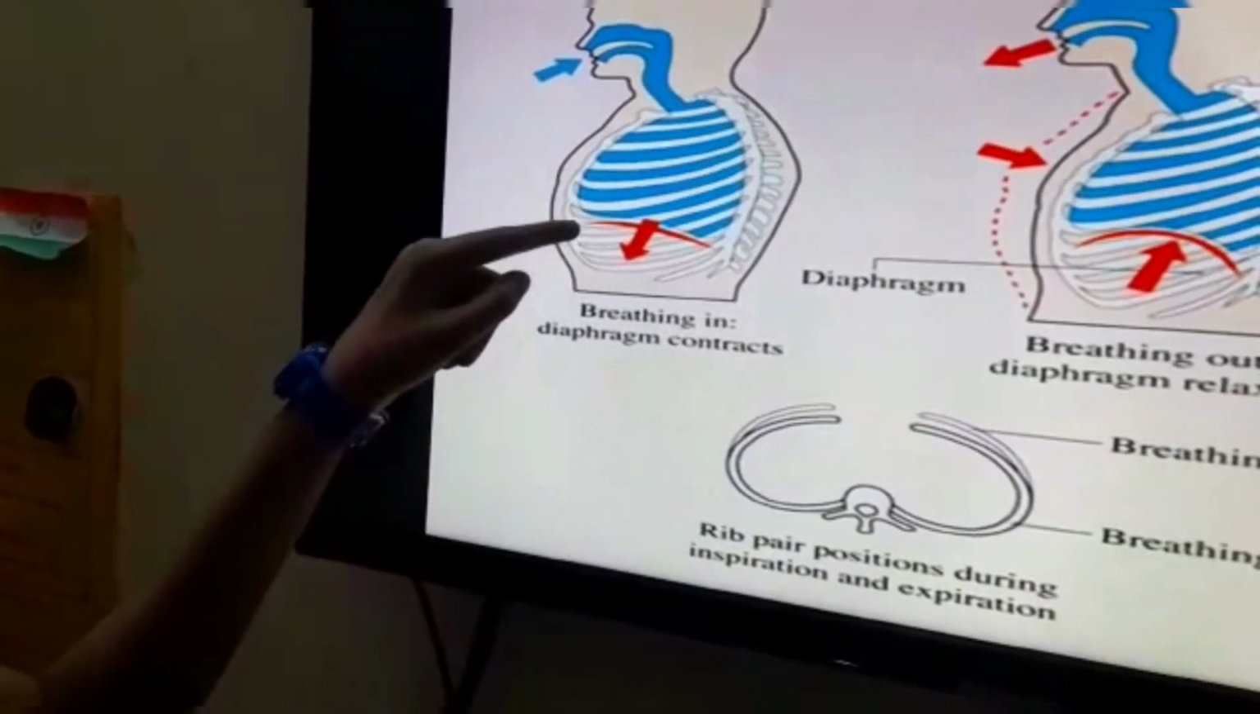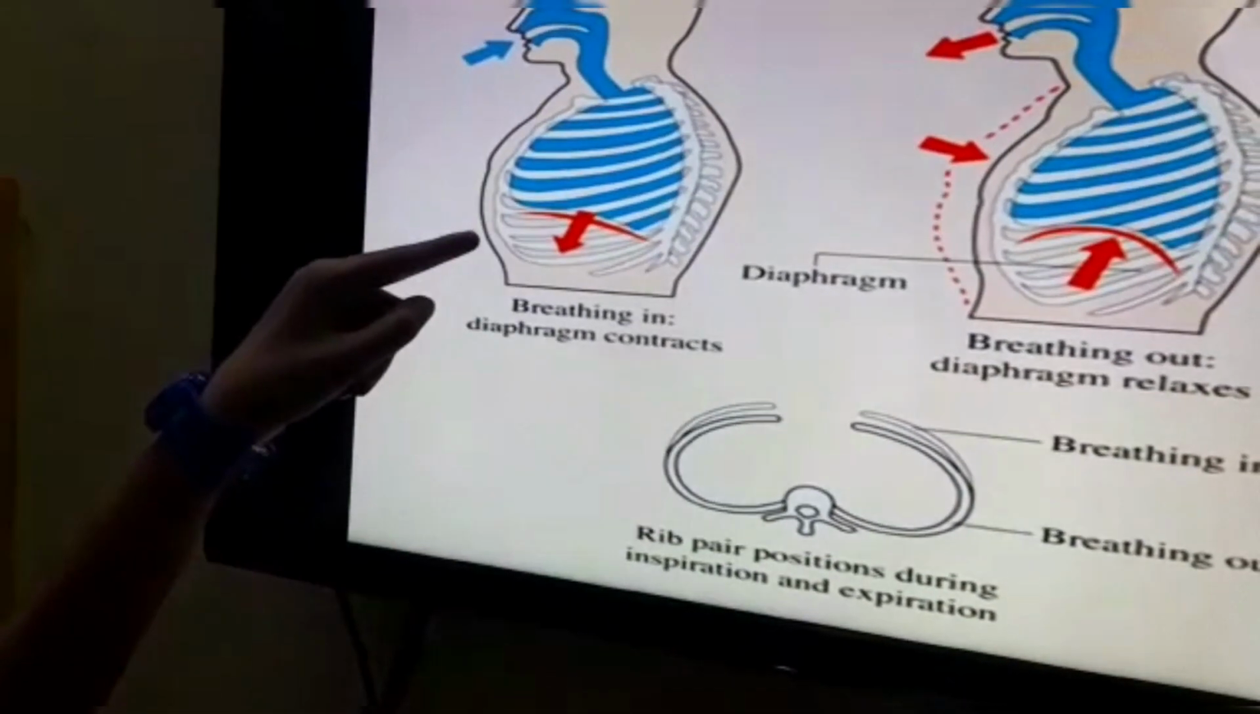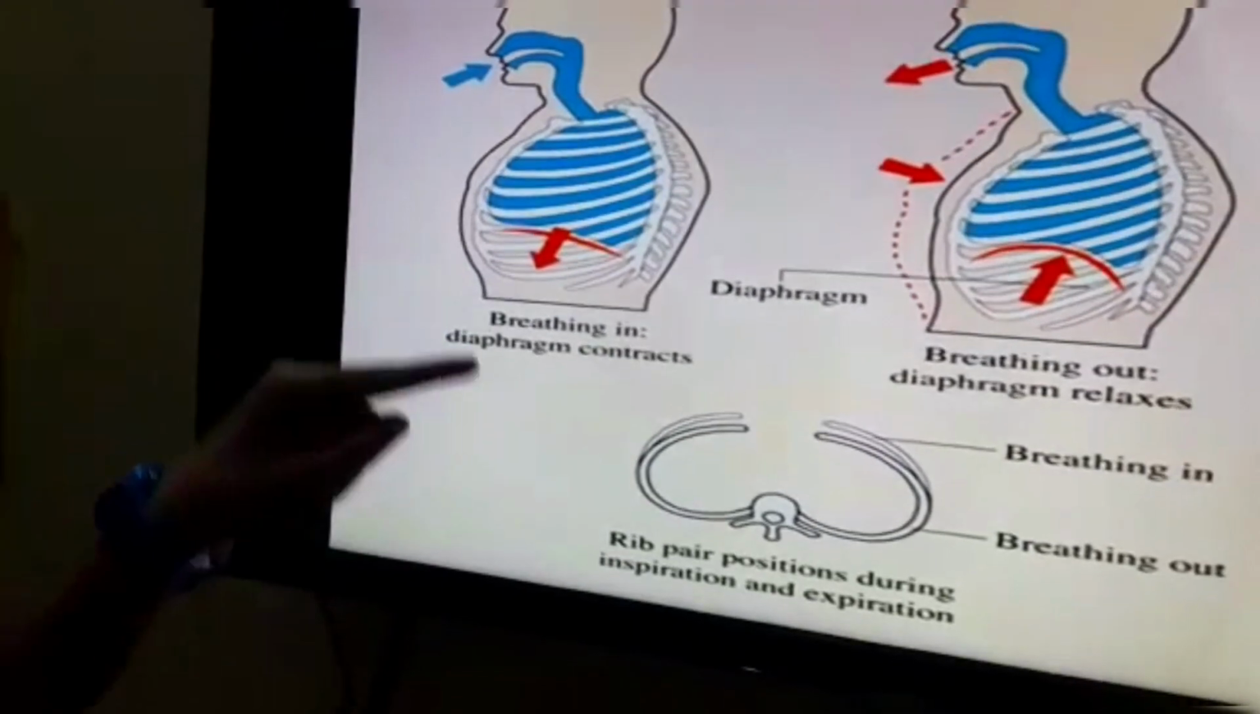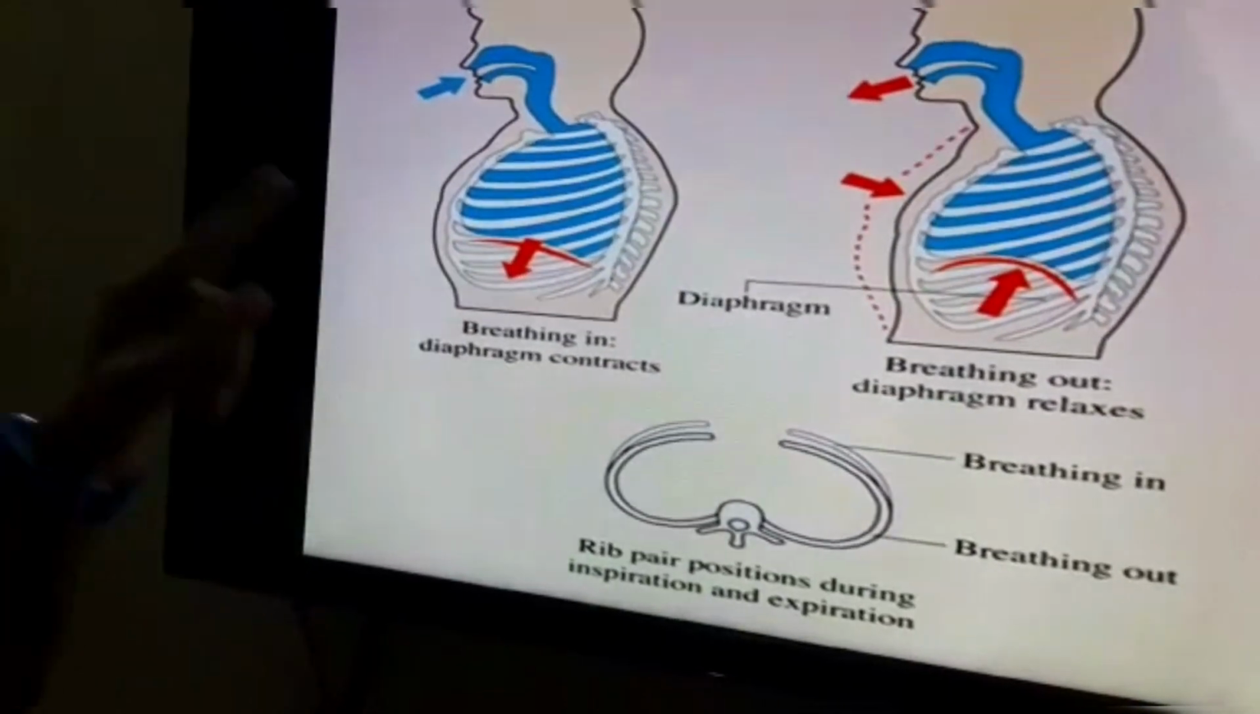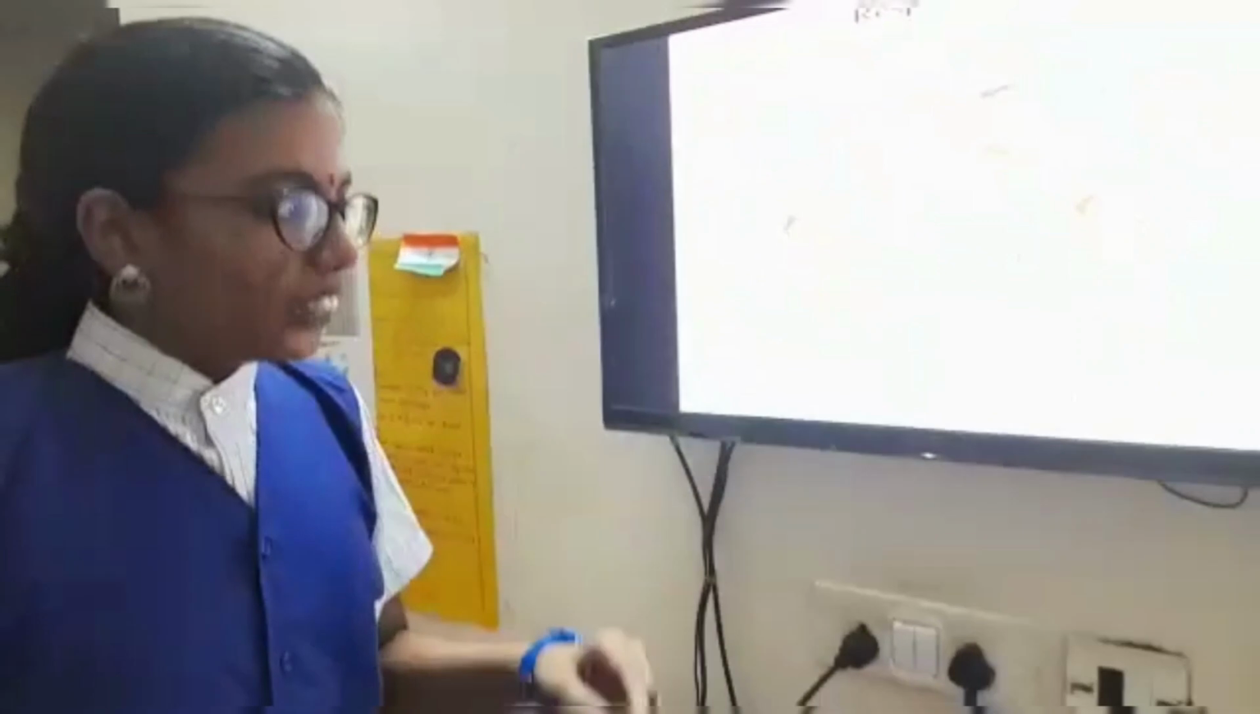The last two ribs of the rib cage are not connected at the front. They are only joined at the back. They are called floating ribs.